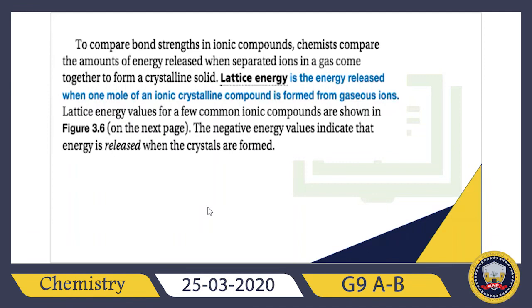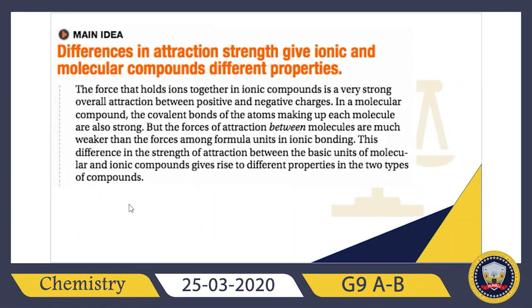So you'll see a negative near the number. This means the energy is released, not that the value is negative. So let's continue now. The main idea from this slide is what? Differences in attraction strength give ionic and molecular compounds different properties.